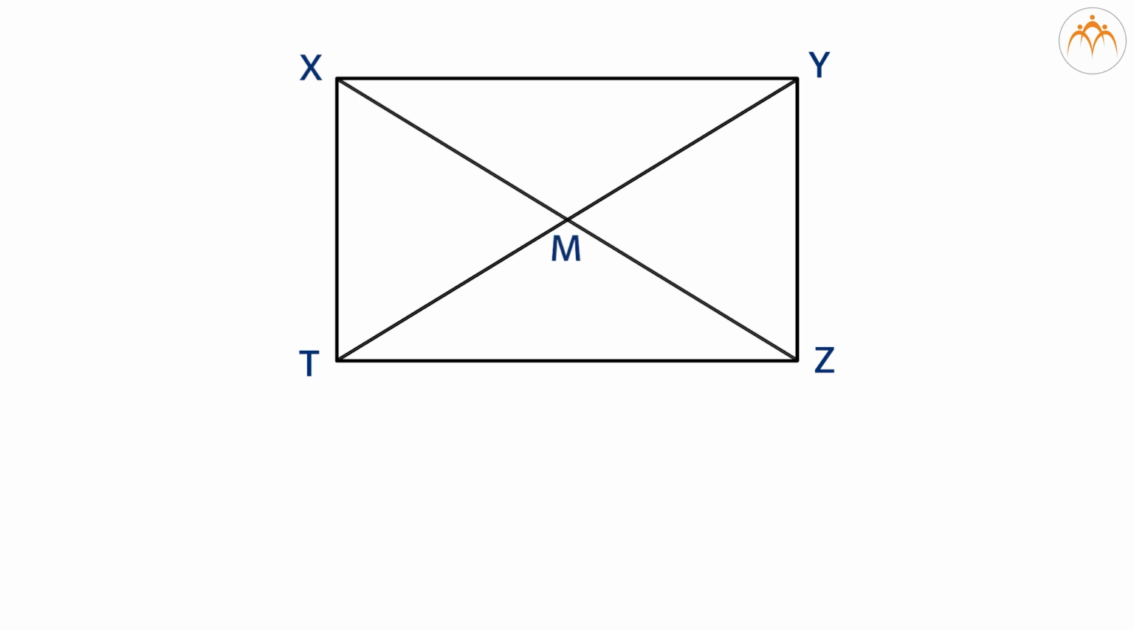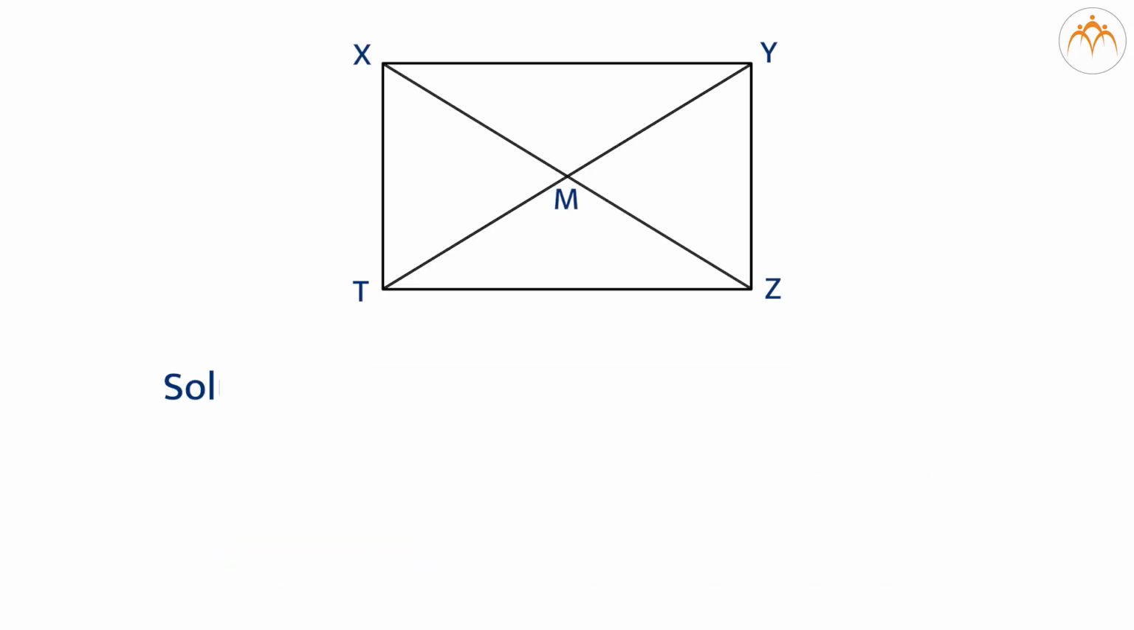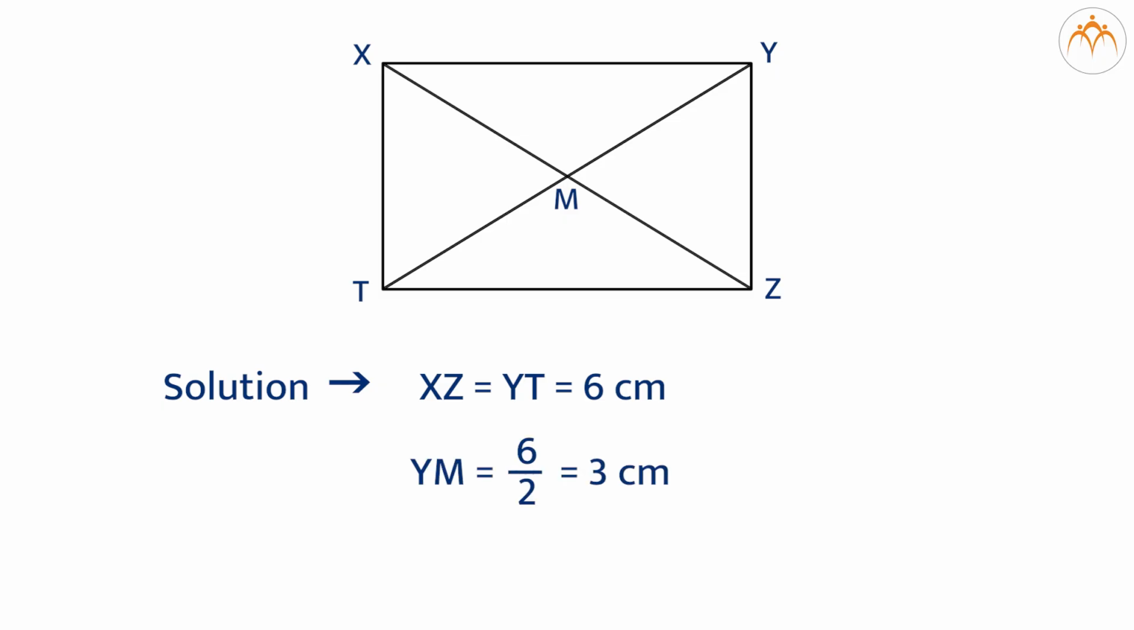In rectangle XYZT, diagonals intersect at M. And if XZ is 6 centimeters, then you have to find YM. XZ is equal to YT is equal to 6. Therefore, YM is equal to 6 divided by 2, which is 3 centimeters. YM is equal to 3 centimeters.